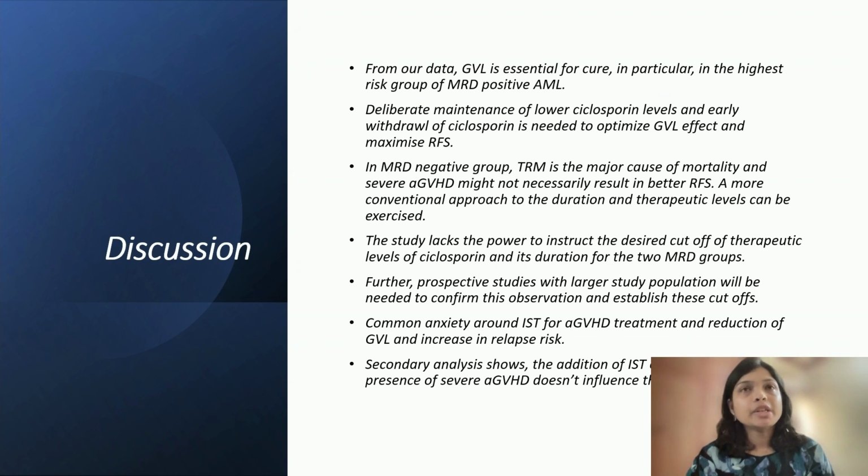Secondly, it is a common anxiety for all treating physicians, while treating acute GVHD with systemic immunosuppression, whether the systemic immunosuppression might adversely affect the GVL effect and favor relapse in its own right. However, reassuringly, the secondary analysis is instructive that the addition of immunosuppression or its duration in the presence of severe acute GVHD doesn't influence the relapse risk and the relapse-free survival remains largely unchanged.